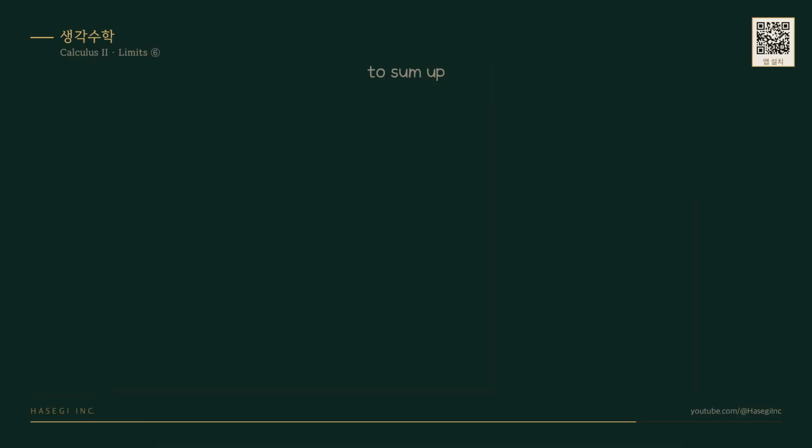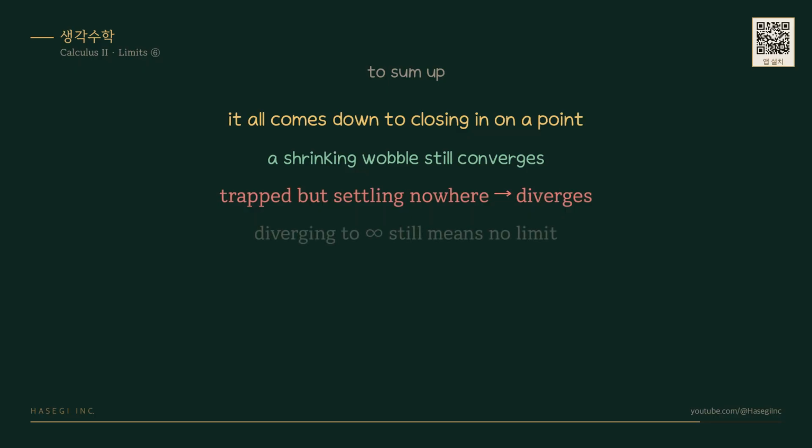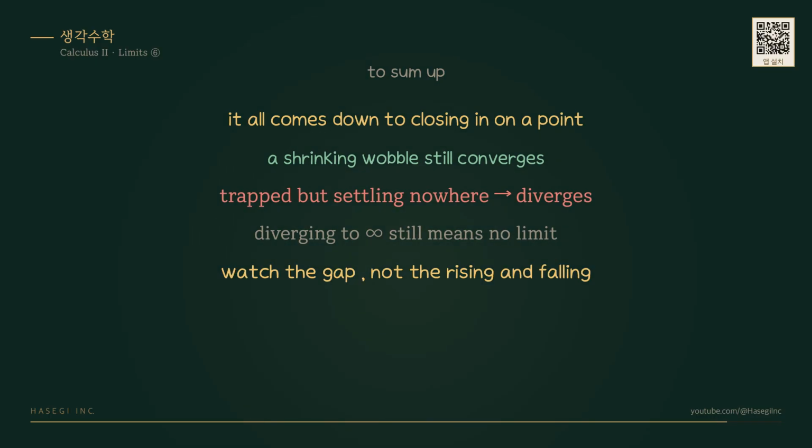To sum up, convergence or divergence comes down to one thing. Does it close in on a point? A wobbling list converges if the wobble shrinks, and a trapped list diverges if it settles nowhere. Growing in one direction is called divergence to infinity, and there is still no limit. So watch the gap, not the rising and falling you see.